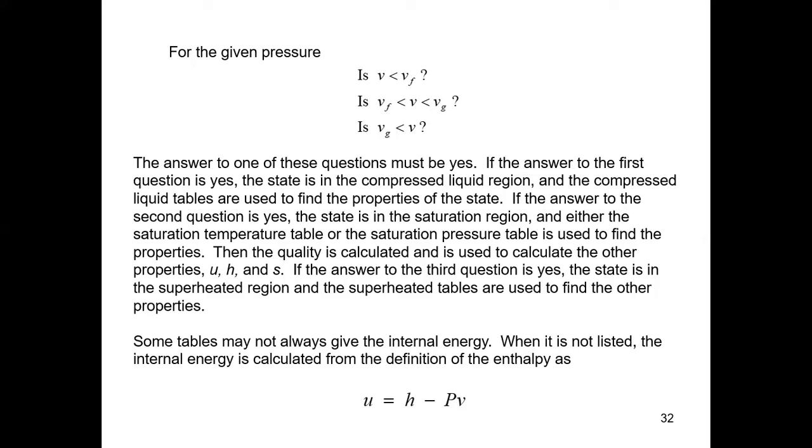If the answer to the third question, that is, the specific volume is greater than Vg, is yes, the state is in the superheated region, and the superheated tables are used to find the properties. Some tables may not always give the internal energy. When it is not listed, the internal energy is calculated from the definition of enthalpy as U equals H minus pressure times specific volume.